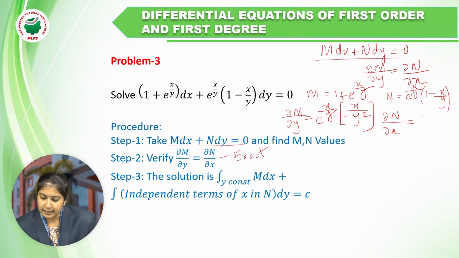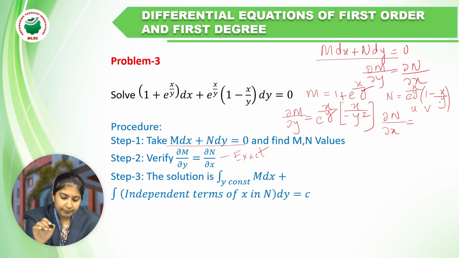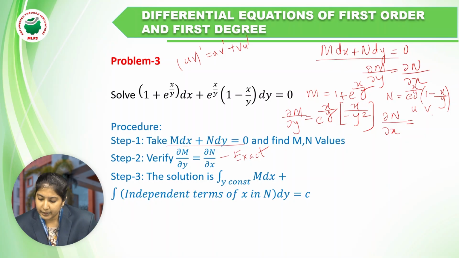When you are taking e power x by y into 1 minus x by y, let us perform the uv formula here. Don't multiply it and mess up. Let u be e power x by y and v be 1 minus x by y. We know the uv whole dash formula: u into v dash plus v into u dash. So u into v dash: differentiation of v, 1 minus x by y, the differentiation of 1 is anyway 0. Now what is remaining? You have minus x by y. In minus x by y, y should be thrown out because it is constant, so write y outside, minus 1 by y.